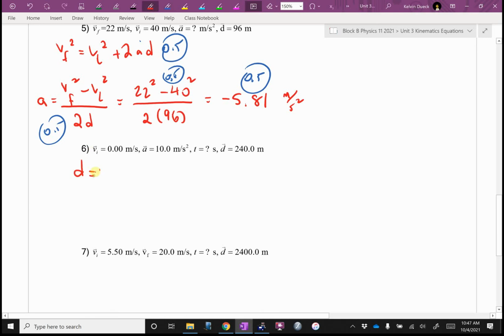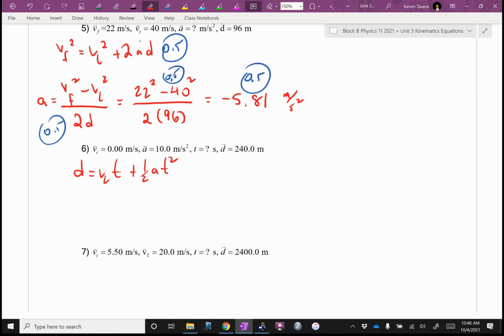D equals VIT plus a half AT squared. What are they asking me to get by itself here, Maxine? Why is that so tough? Because there's more than one t. In fact, there's a t and a t squared. If they were both t's, I could gather like terms. Or if they're both t squareds, I could gather like terms and turn these into a single solitary t. But here, I can't. So, what do?